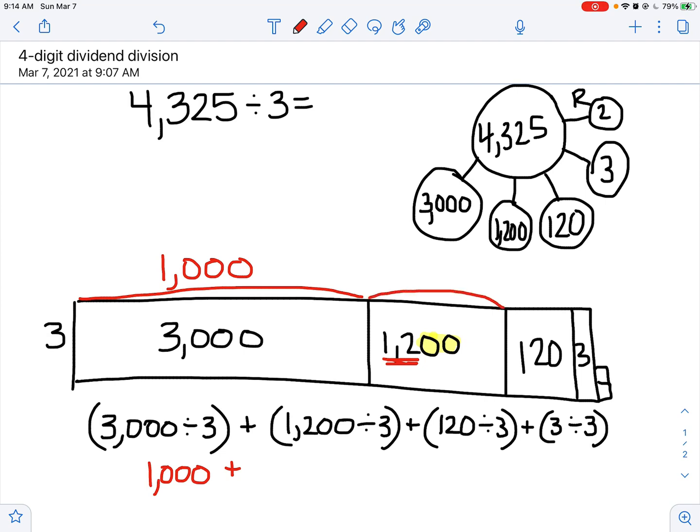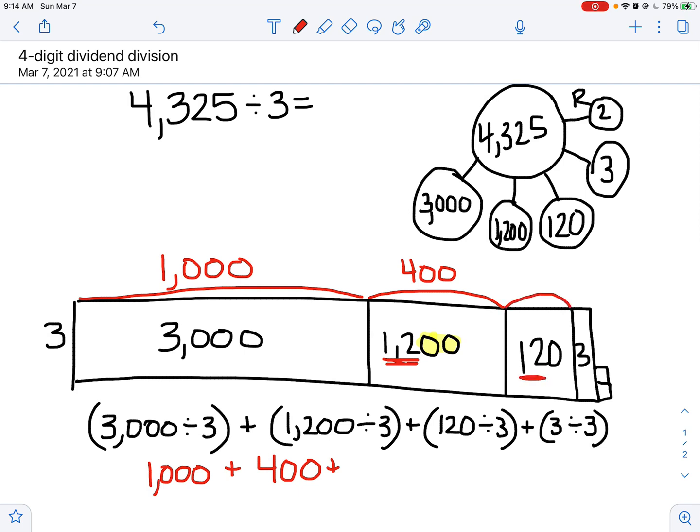If you end up with 4,000, I want you to think about that. Would 1,200 divided by 3 equal 4,000? And if you go, whoa, that doesn't make sense, you know you've shifted over by your place value one too many. Okay?